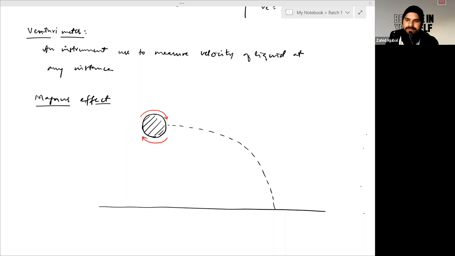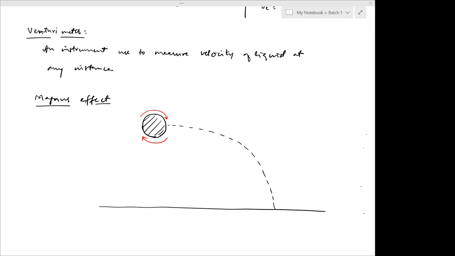Hamza, any guess? Sir, in clockwise. Yes.